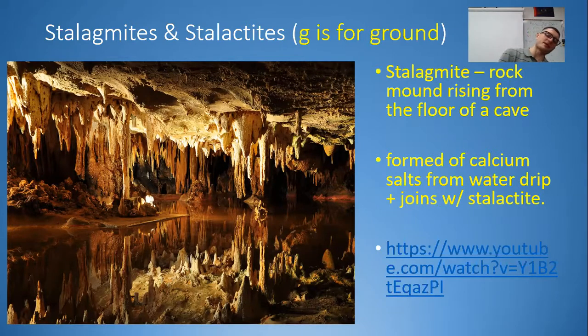So again, stalagmite is from the ground. It's a rock pile formed from the ground, okay, from the floor of a cave. And it's formed from the calcium salt drips coming from the cave. And sometimes, as this notes here, they fuse together. So pause the video. Make sure you got that down on page 8. We're not close to being done yet, so you probably need a page 8B if need be.